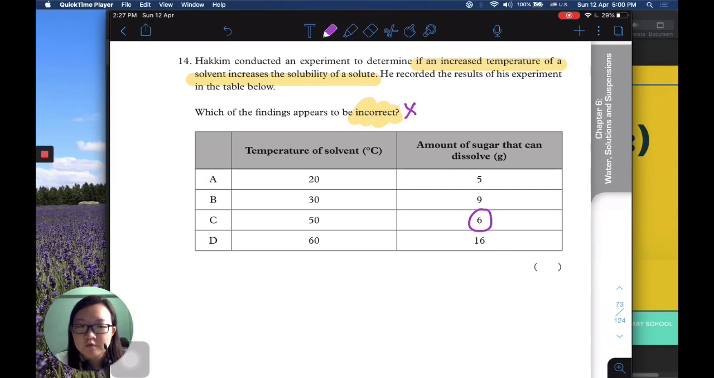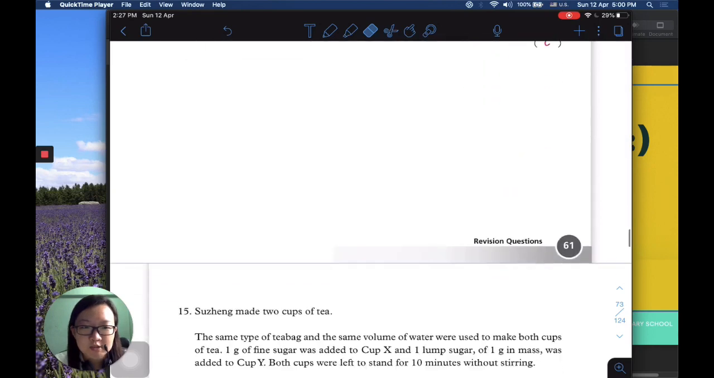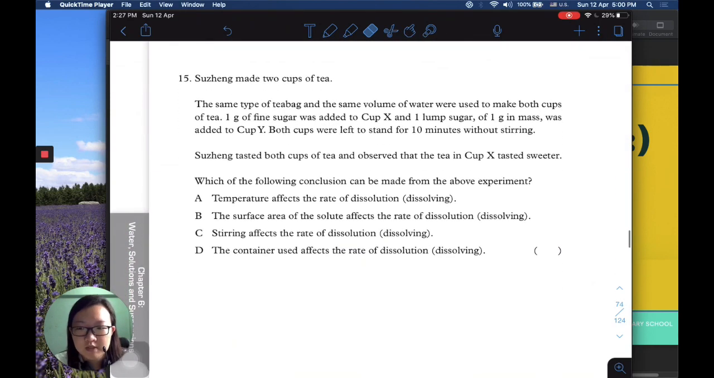Okay, so this is simple. You just need to look for trends, right? So as temperature increases, you would expect that you can dissolve more sugar, more solute. But for option C, you see that there's an anomaly. Okay, so that is the answer.